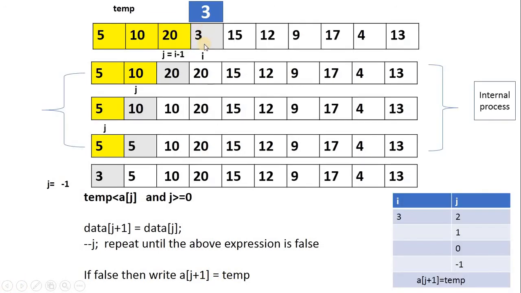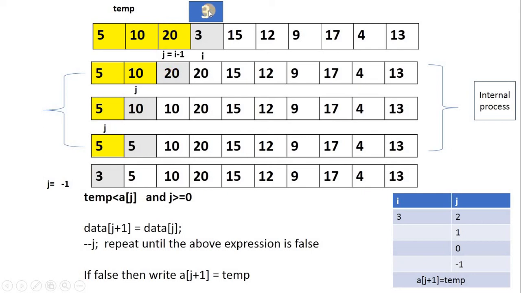Now suppose it is 3. Now you will place 3 into temp and forget about the original position. Temp is equal to 3. This temp is compared with I minus 1, that is J. So is 3 less than 20? True or false? True. Whenever it is true, you write the 20 value into this position. So now 20 is in this position, and you didn't do anything to the rest.